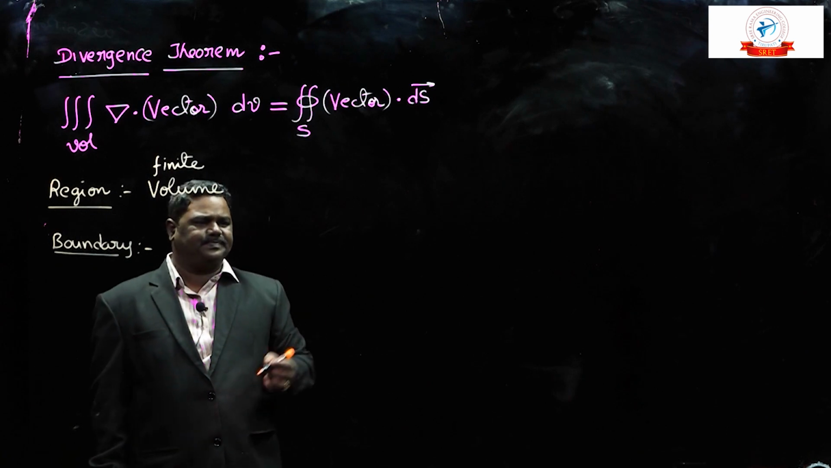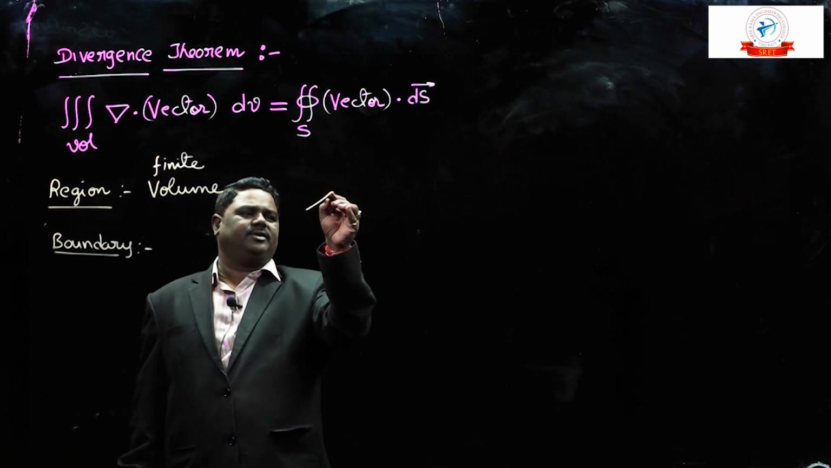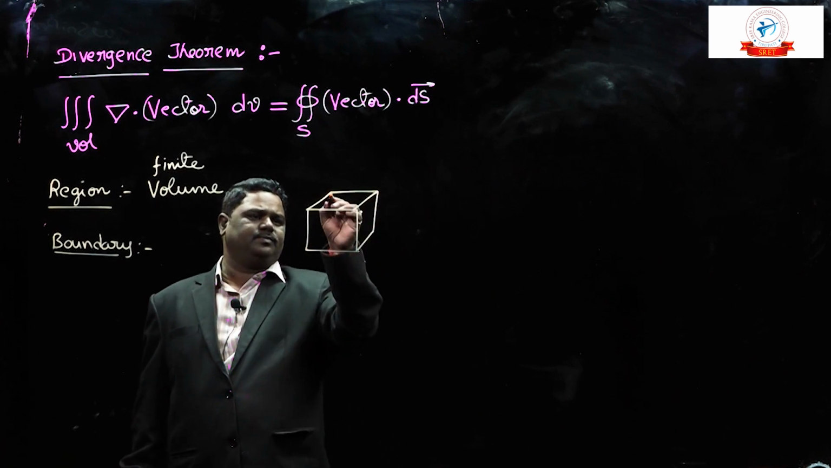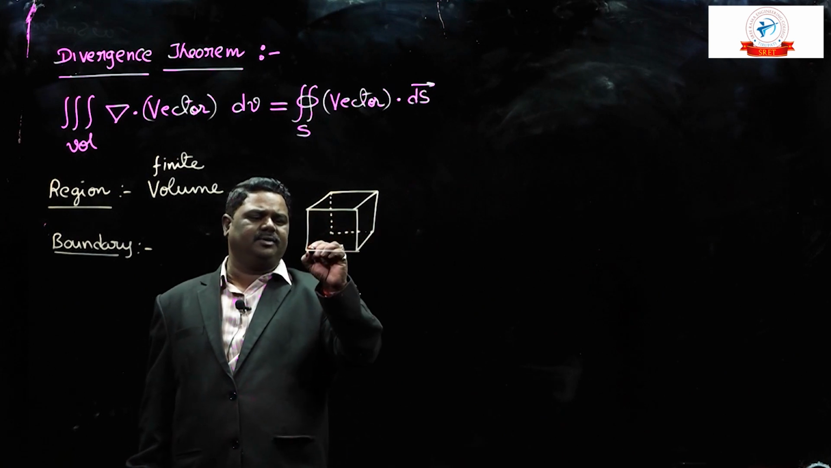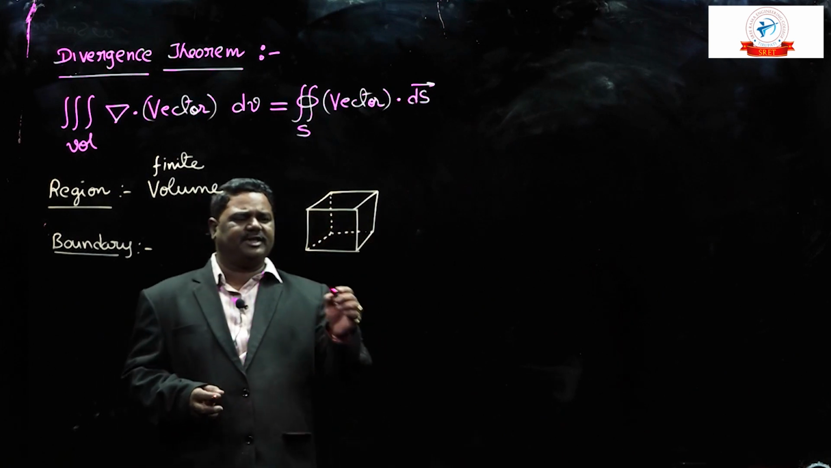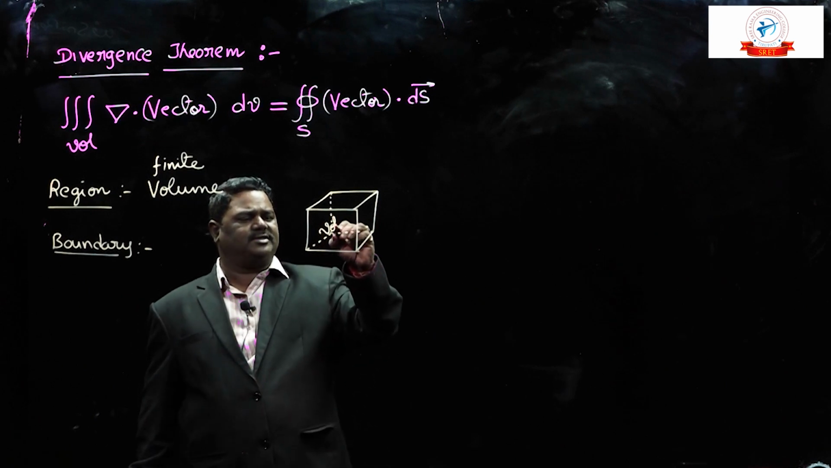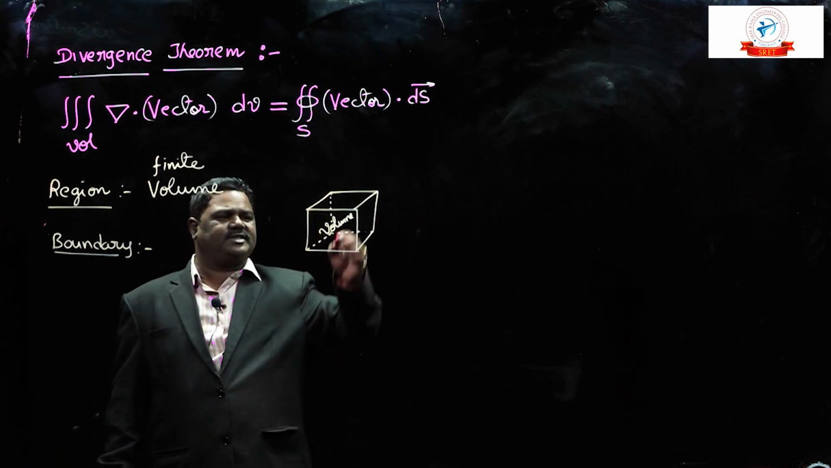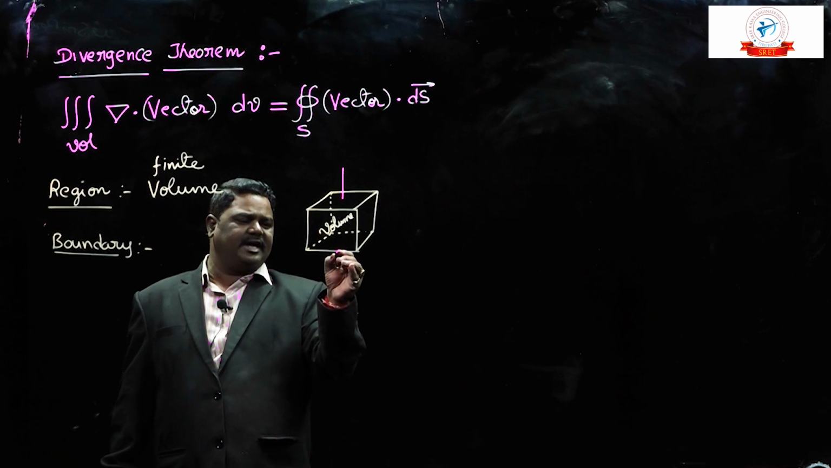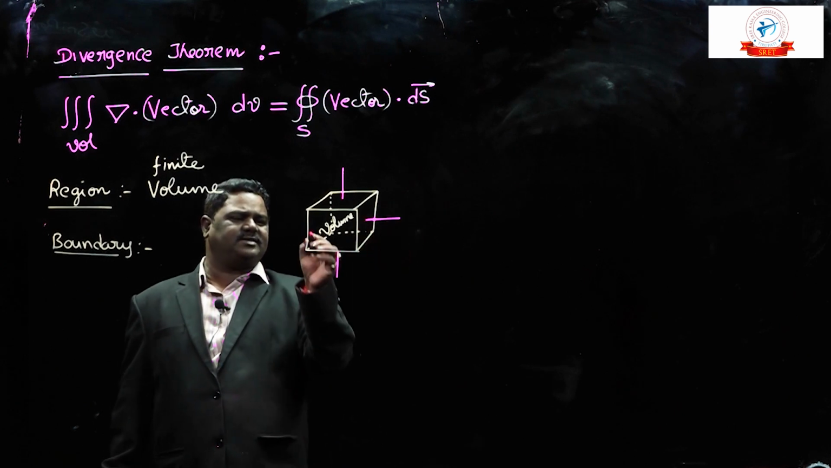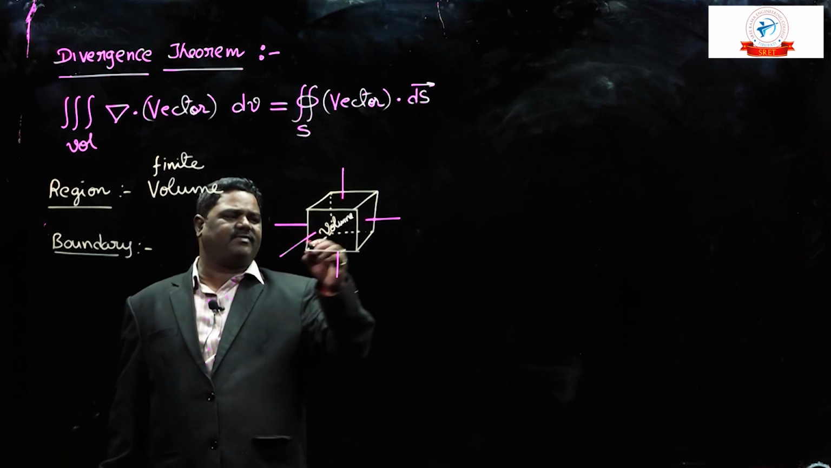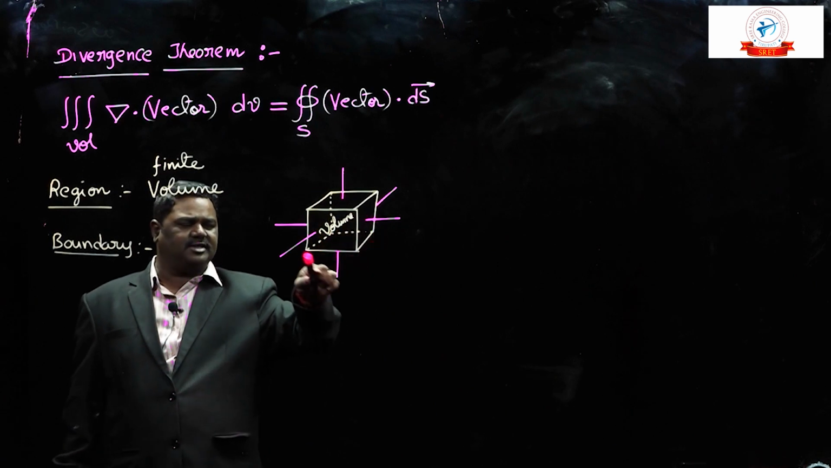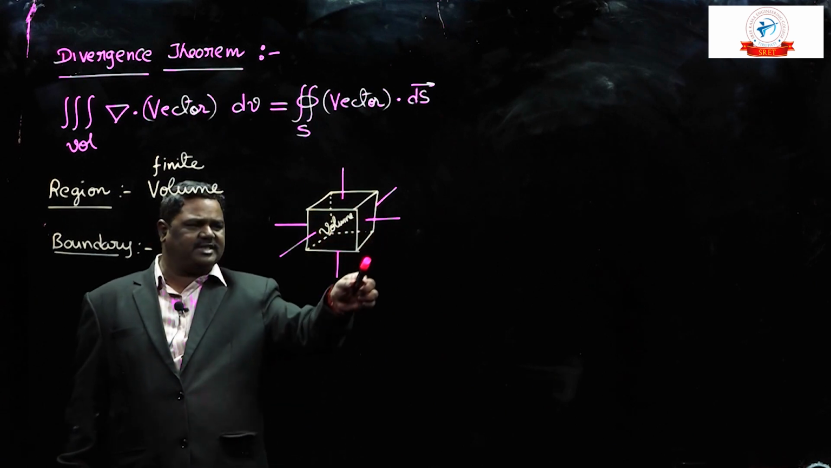For example, consider a cubical volume. Consider this cube. It is a finite volume. If I ask you what the boundaries are, you say the top surface is one boundary, next the bottom surface, then the right side surface, left side surface, the front surface and back surface. So totally this cubical volume is enclosed by these 6 faces. Completely, these 6 faces are the boundaries.